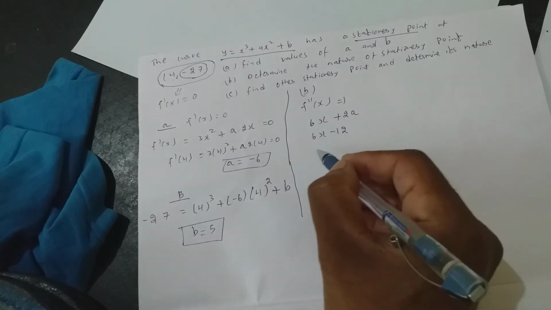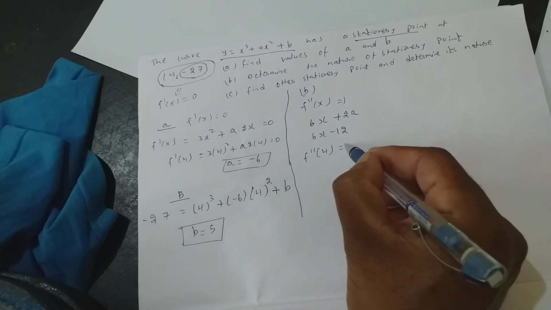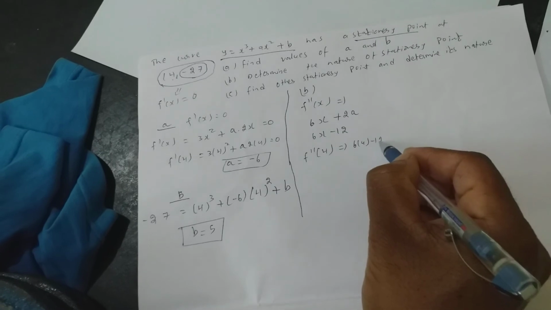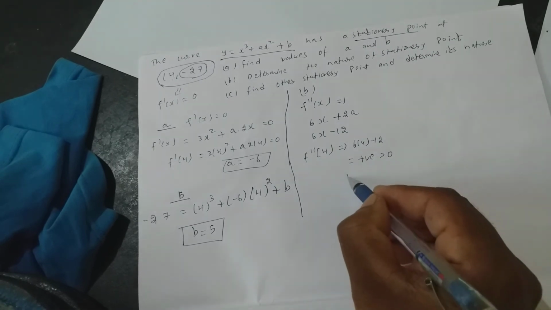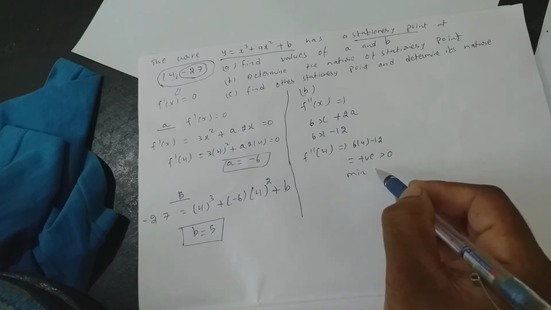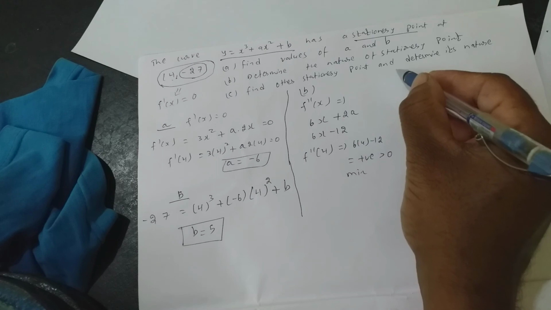Now determine the nature means at which value do I need to check? When x is 4, I need to check. It is 6 into 4 minus 12, which is a positive number greater than 0. So it is a minimum point. So nature is minimum. Am I clear?